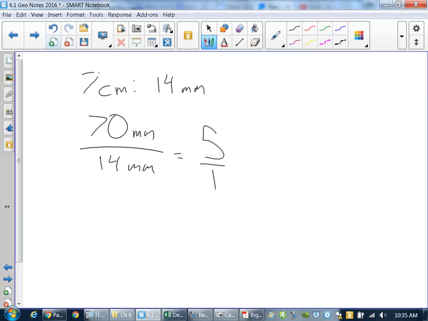Now, whenever your denominator becomes 1, this is the one time you have to write it out, because it's showing the actual ratio. Does that make sense? Usually we just say 5. All right? Does that make sense?